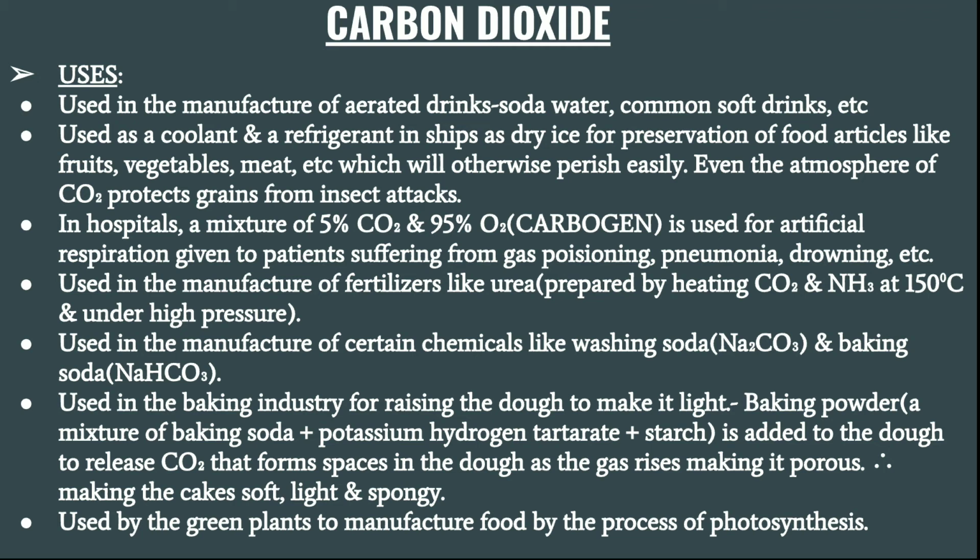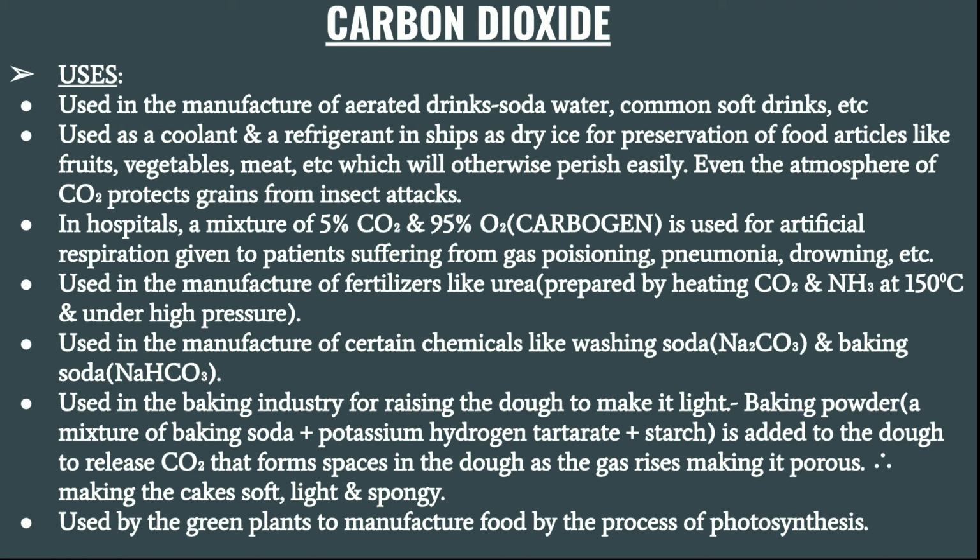Then in hospitals, a mixture of 5% carbon dioxide and 95% oxygen is known as carbogen. That is used in hospitals for artificial respiration, which is given to patients suffering from gas poisoning, pneumonia, drowning, etc. That is, deficiency of oxygen, and the person is feeling uncomfortable to breathe.